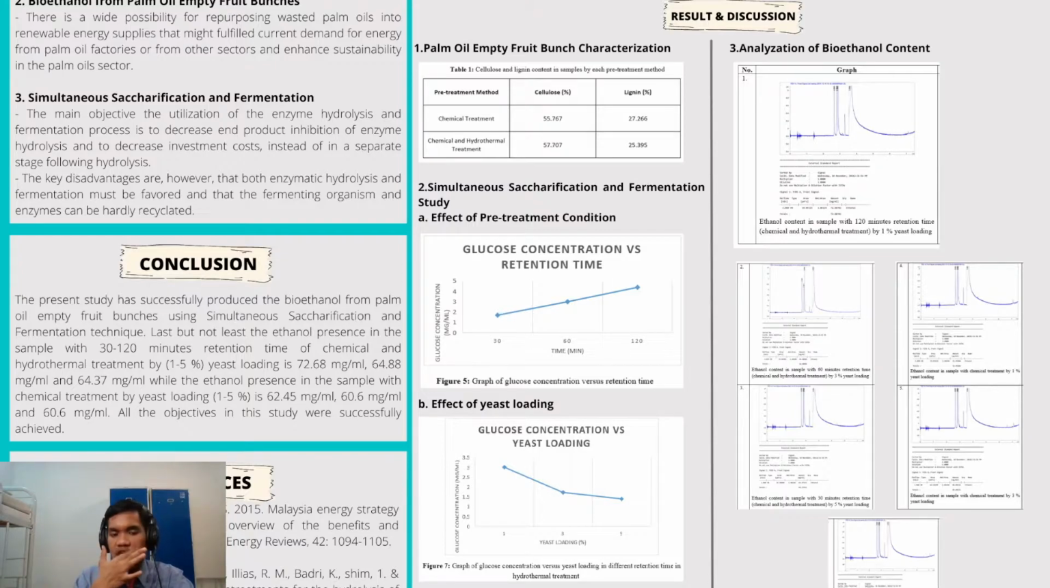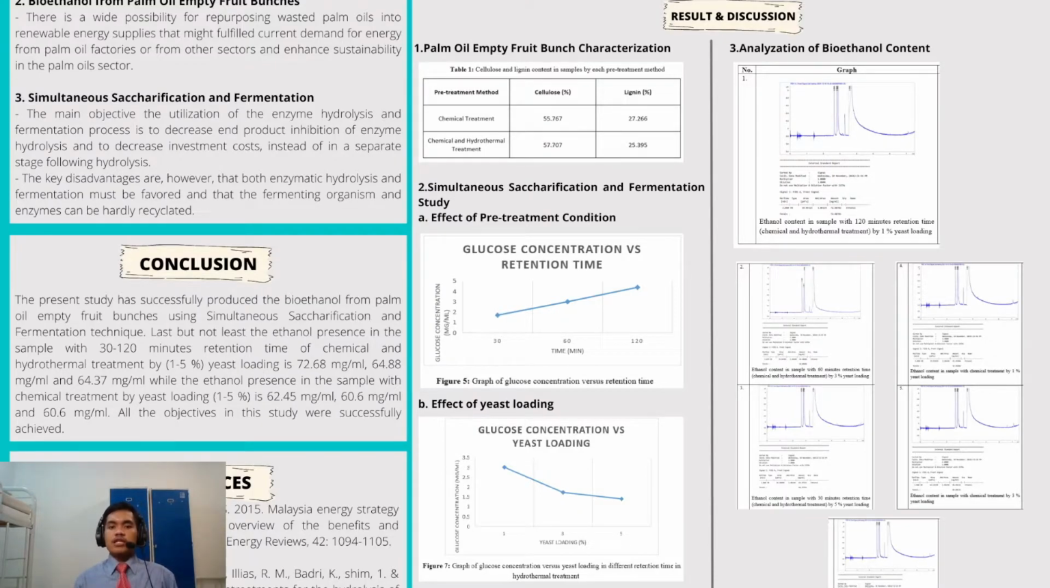For the third graph, ethanol content in the sample with 30 minutes retention time from chemical and hydrothermal treatment by 5% yeast loading. Based on the graph, the highest peak area is at the 2.86 minute of retention time with 34.56 PA value at the y-axis. Therefore, the amount of ethanol present in the sample with 30 minutes retention time of chemical and hydrothermal treatment by 5% yeast loading is 64.37 mg per mL.